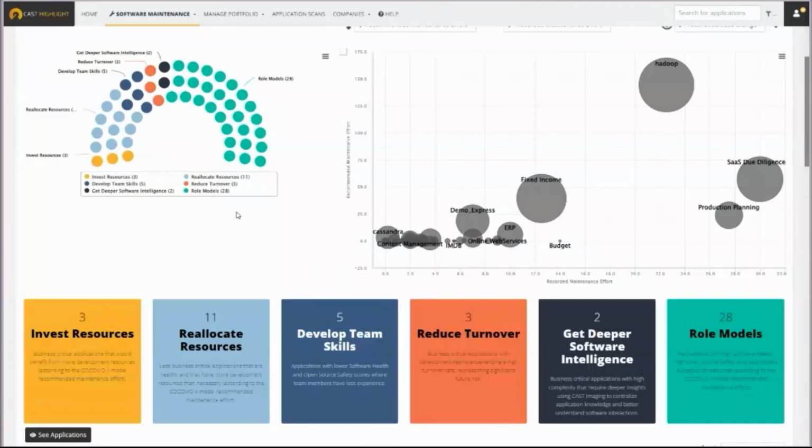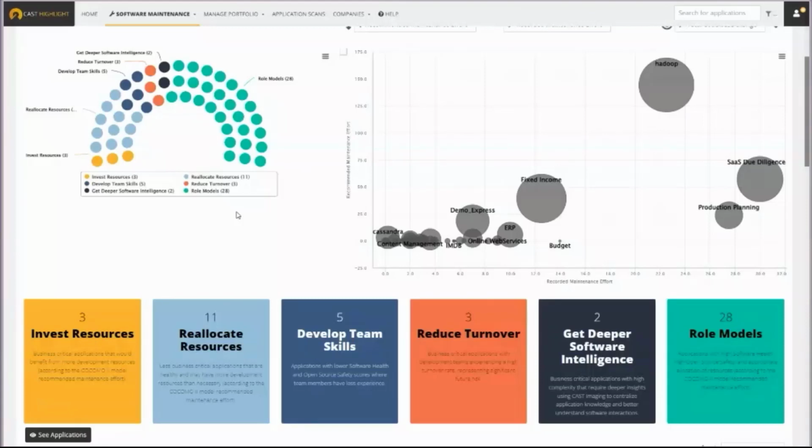That first tile, invest resources, you'll see the number 3 there. Basically what this is saying is we've identified 3 applications that are business critical, important to the organization. That came in through a survey or some existing data. They are unhealthy, which was calculated automatically through the software intelligence. And they have too few resources assigned based on an industry standard model that's automatically calculated.